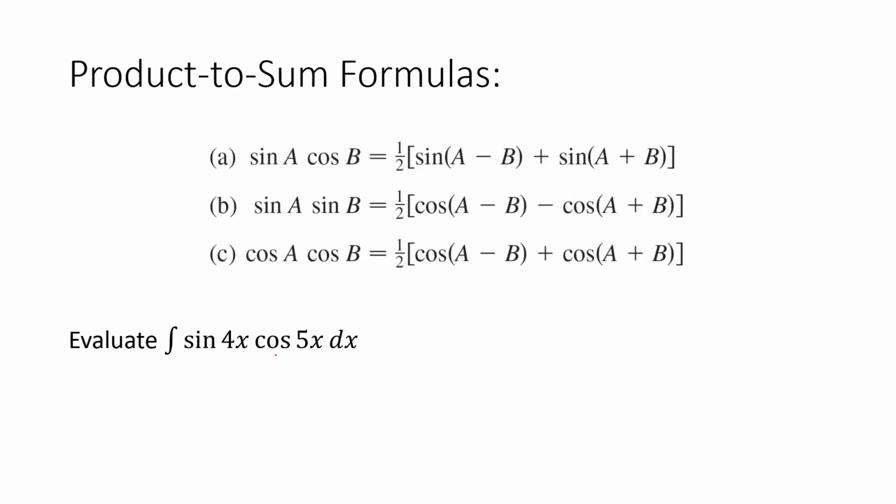If I've got sine of 4x times cosine of 5x, here I'm going to use this first product to sum formula. So if I've got sine of 4x cosine of 5x, it's like my A is 4x and my B is 5x. So it'll become 1/2 sine of A minus B, that'll be 4x minus 5x, so negative x, plus sine of A plus B, so that'll be 4x plus 5x, which will be 9x.